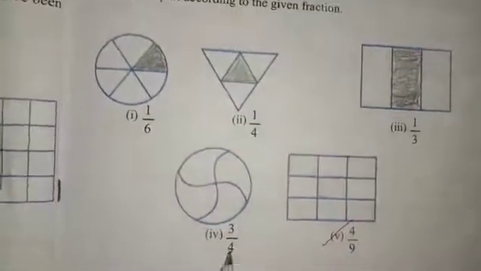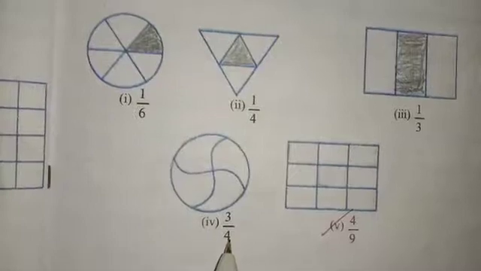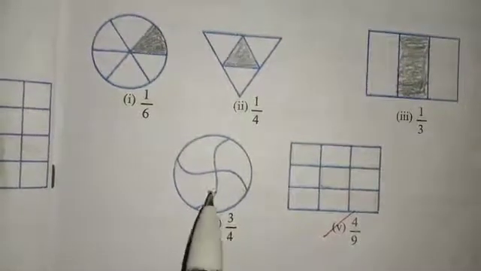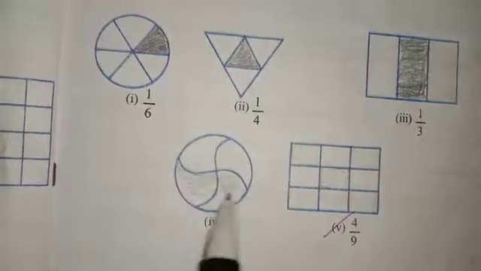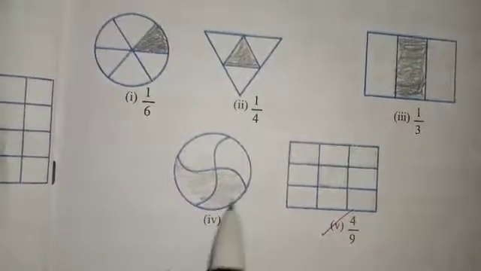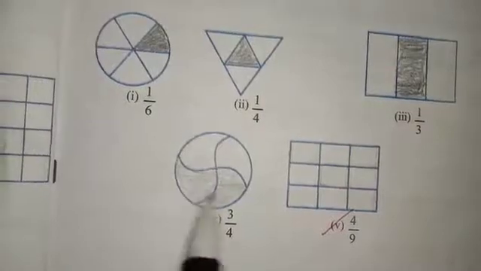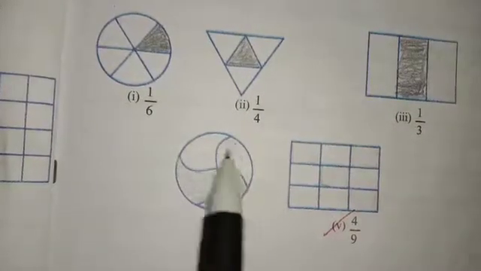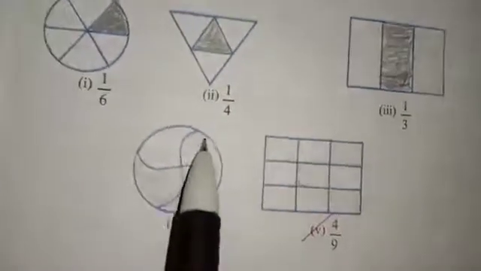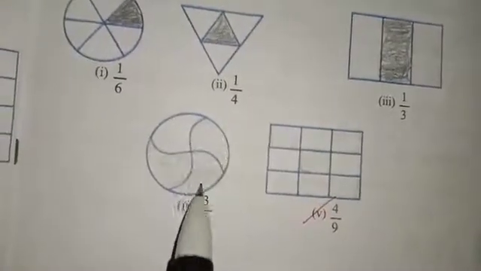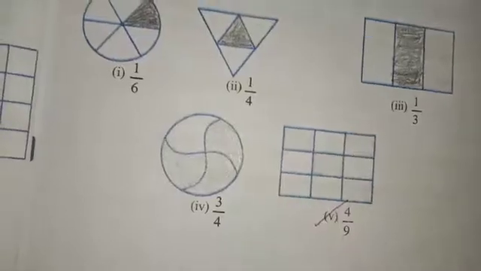Here totally we have 4 portions. In that 3 we have to color. So 1, 2, 3. You do the sum as homework.